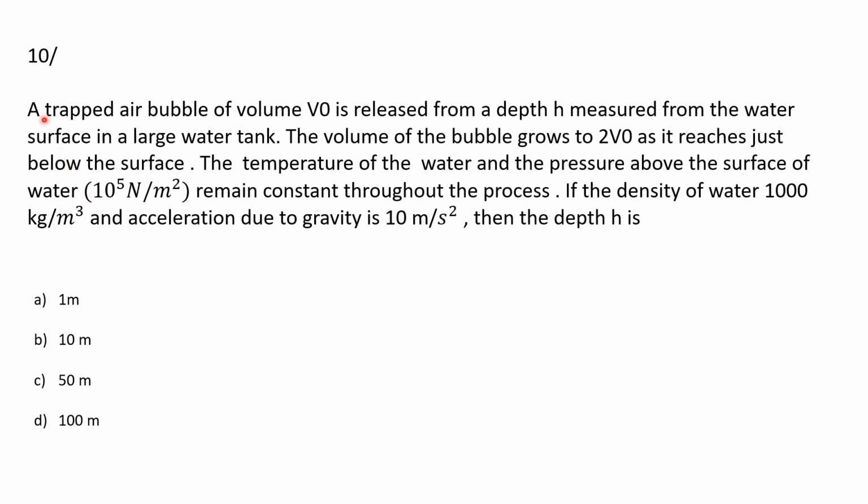Then, a trapped air bubble of volume V0 is released from a depth h measured from the water surface in a large water tank. The volume of the bubble grows to 2V0 as it reaches just below the surface. The temperature of the water and the pressure above the surface of water, which is 10 to the power 5 Newton per meter square, remain constant throughout the process. If the density of water is 1000 kg per meter cube and acceleration due to gravity is 10 meter per second square, then the depth h will be, and the options are 1 meter, 10 meter, 50 meter and 100 meter.